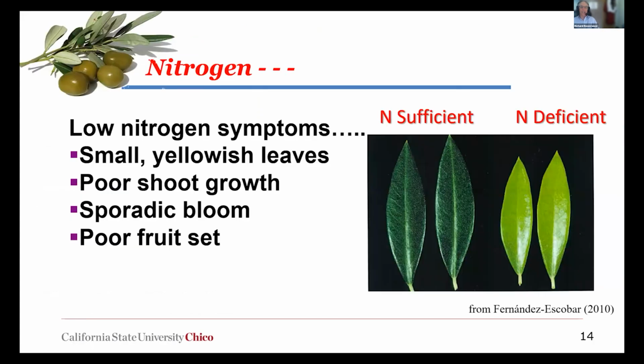If we look at nitrogen deficiency here, on the left we have a nitrogen sufficient crop. On the right is a nitrogen deficient crop. Low nitrogen symptoms typically are manifested by small yellowish leaves, poor shoot growth, sporadic bloom, poor fruit set, generally not a very healthy looking tree.